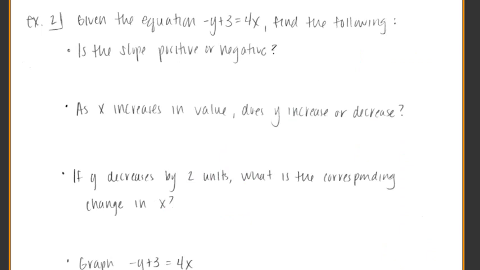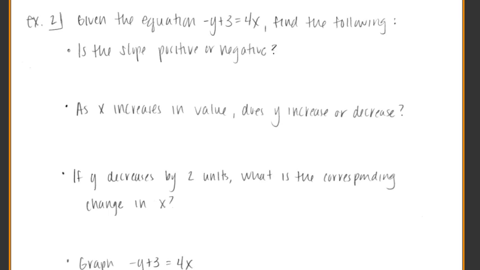Given the equation -y plus 3 equals 4x, we want to find the following. Is the slope positive or negative? If x increases in value, does y increase or decrease? Okay, let's start out here at the very first one though real quick. I want to know all about the slope. They're asking me questions about the slope.